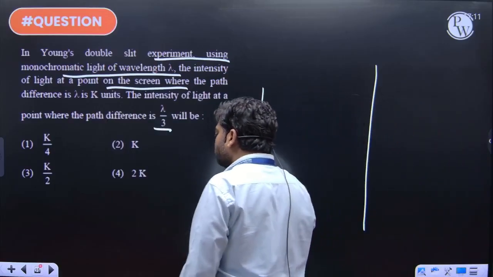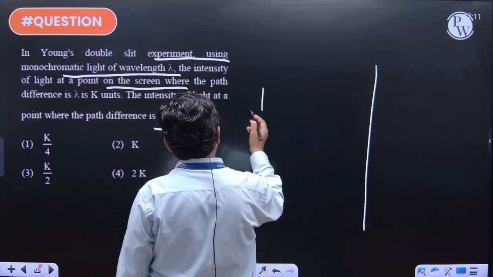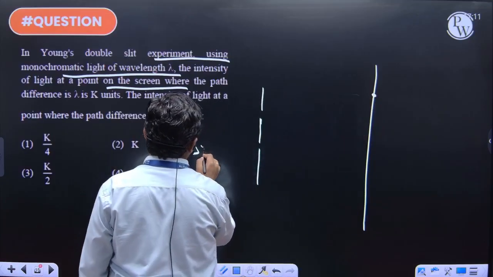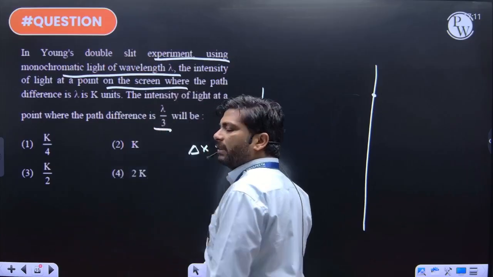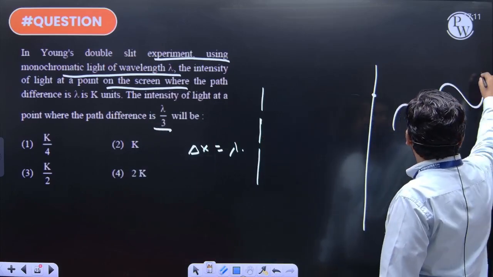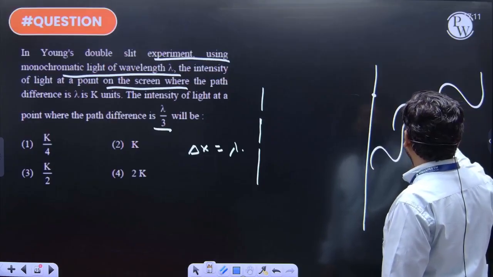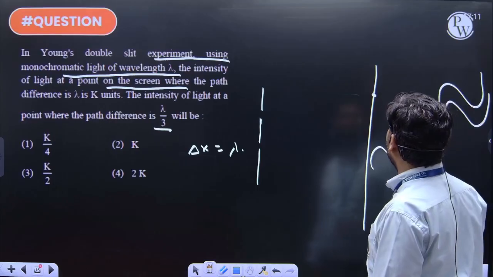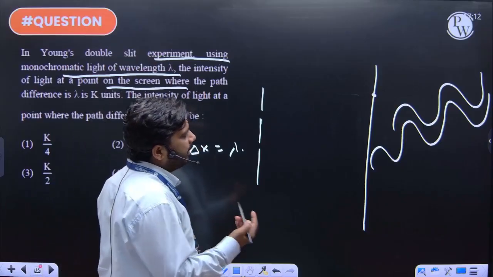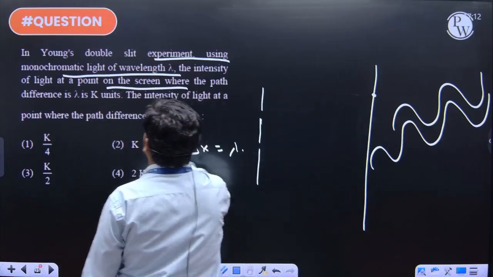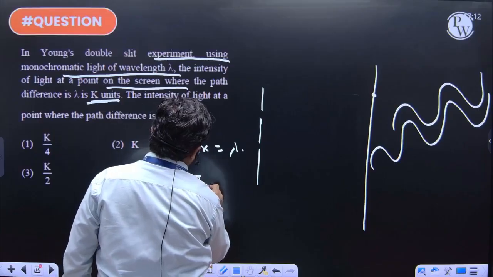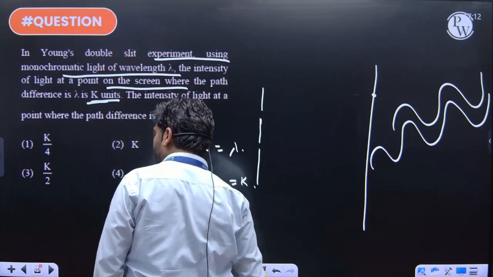Now in this case, when the path difference is lambda, delta x equal to lambda, it will be constructive or destructive interference. Path difference is lambda means what? Another wave is traveling like this. So what type of interference will form? Constructive interference. Constructive interference intensity will be maximum. So here in this case maximum intensity is k unit. So can I say I max equal to k, right or not?